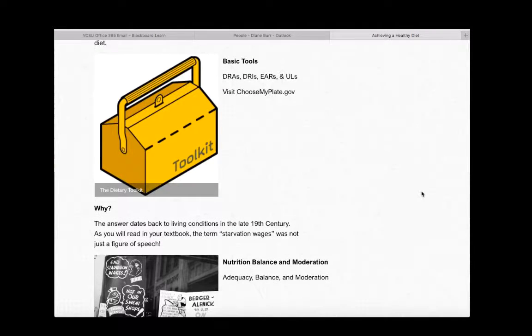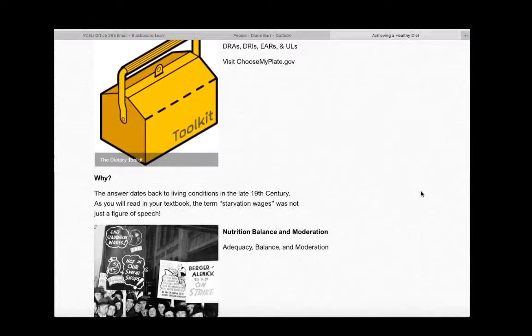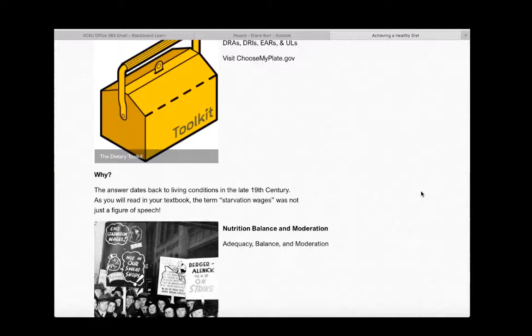The question that begs answering is, why did the US government see the need to develop these guidelines? The answer dates back to the living conditions in the late 19th century. As you will read in your textbook, the term starvation wages was not just a figure of speech. Be sure to take the time to read through the information in the textbook to gain perspective in regard to the birth of these recommendations.